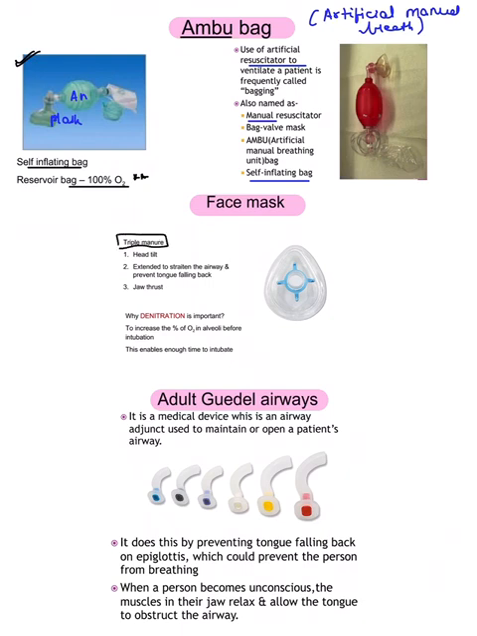So how do you apply? You have a maneuver known as the triple maneuver. What do you do? Head is tilted, guys. Okay, you extend to straighten the airway and you apply a jaw thrust, guys.